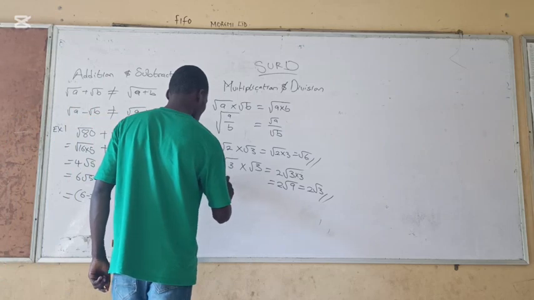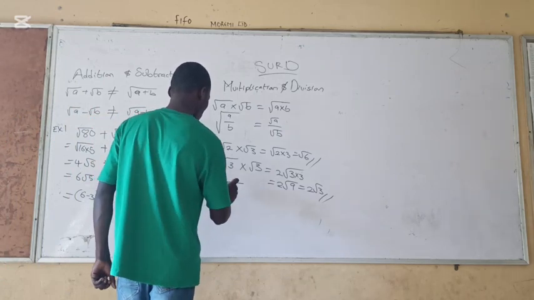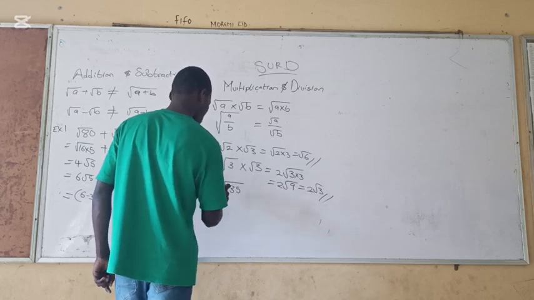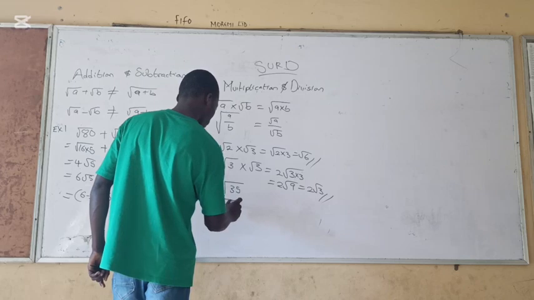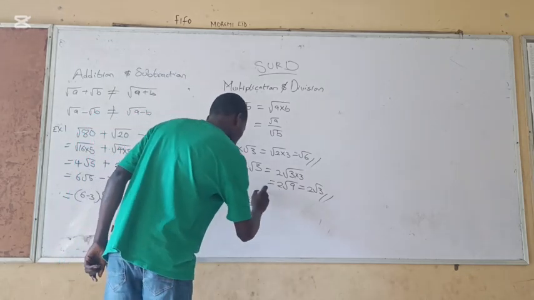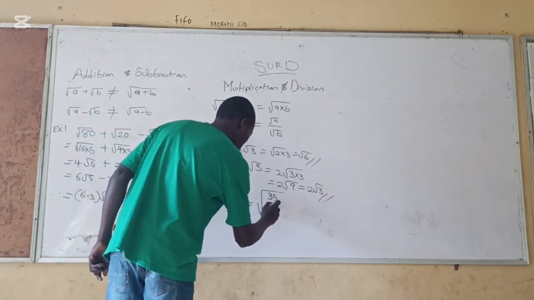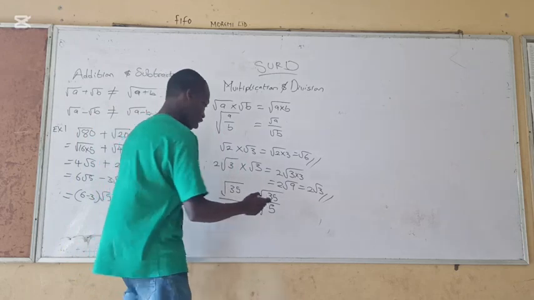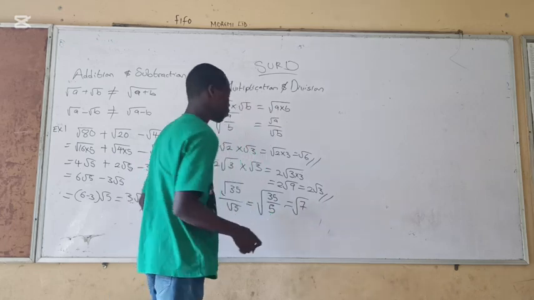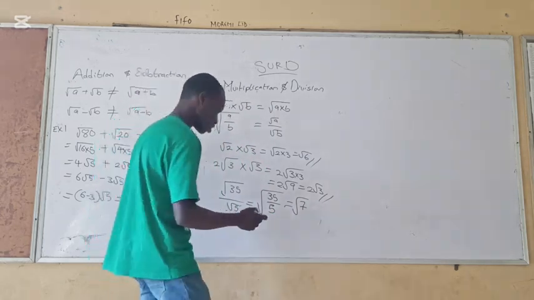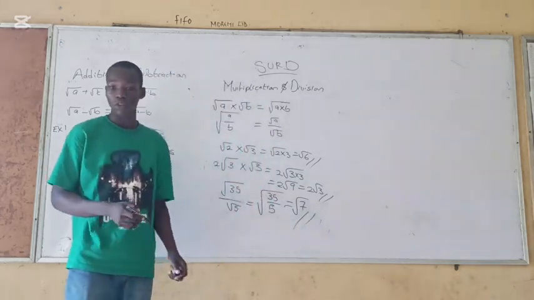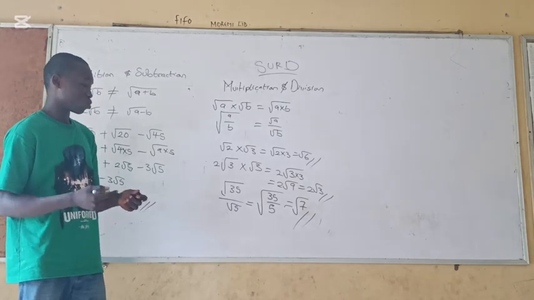Now, let's look at the division part. For instance, you have the root of 35 divided by the root of 5. You can rewrite this by saying the root of 35 over 5, right? And you can still write this as the root of 7, because 35 divided by 5 is 7. But we can't simplify this further, we just leave the answer in this form. So we have root 7.